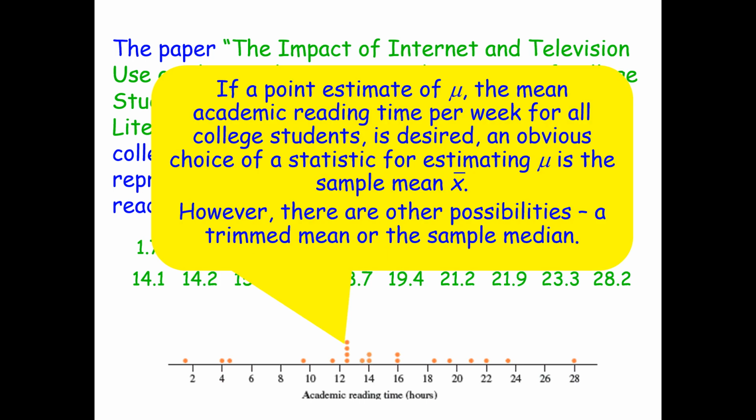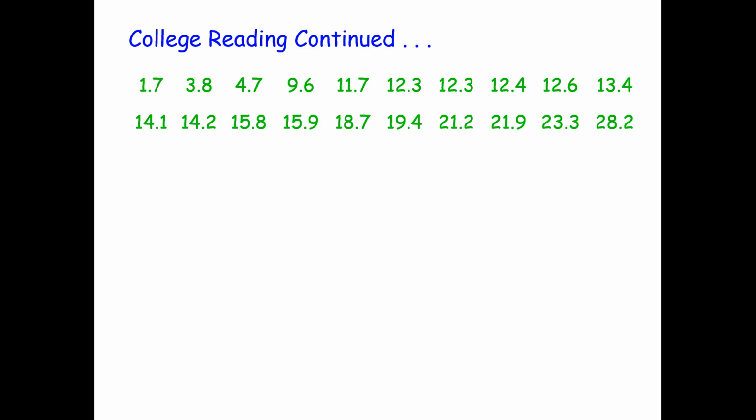Now, if a point estimate of mu, the mean academic reading time per week for all college students, is desired, an obvious choice of a statistic for estimating mu is the sample mean x bar. However, there are other possibilities, a trimmed mean or the sample median. Let's take a look at those.